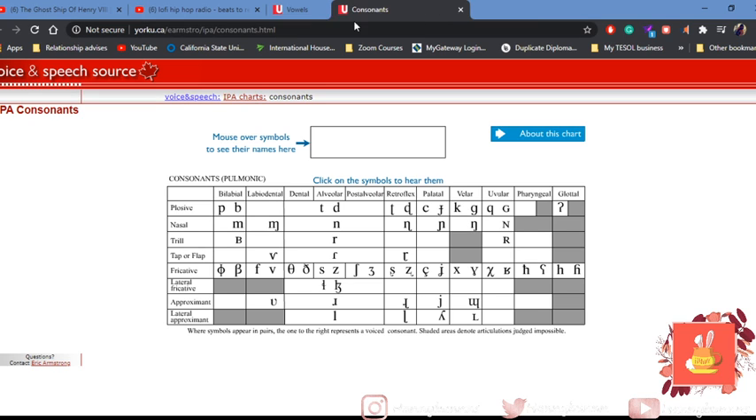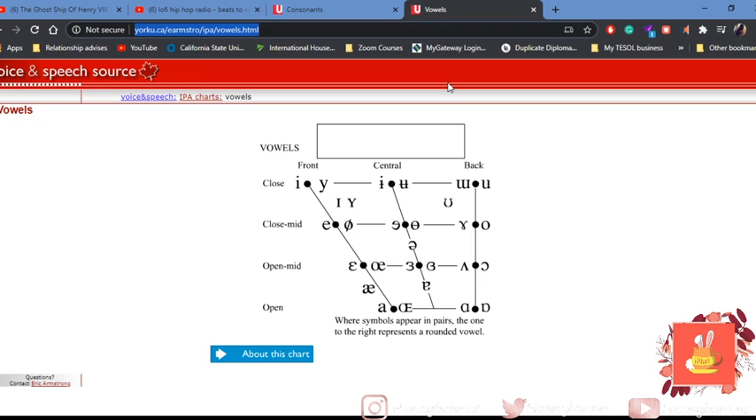So you notice in the link in the document that I provided, I have a link for IPA consonant sounds. Hopefully you can hear this. Let me know if you can't hear it. And I'll also provide the link in the chat room box right now. So this is a link for the consonant, and here's a link for the vowel sounds.